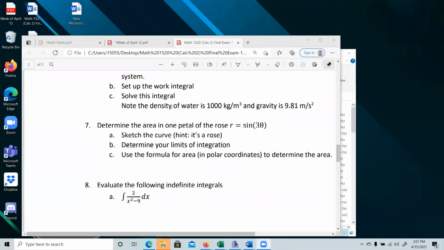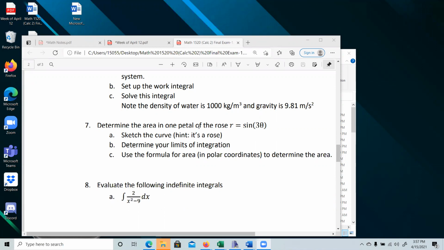All right, welcome back. So we're going to figure out the area of a polar coordinate graph here. We're going to review some of this stuff as we go through it, but the whole point is to be able to do polar coordinates. All right, so we're looking at number 7. Determine the area in one petal of the rose r equals sine 3 theta.